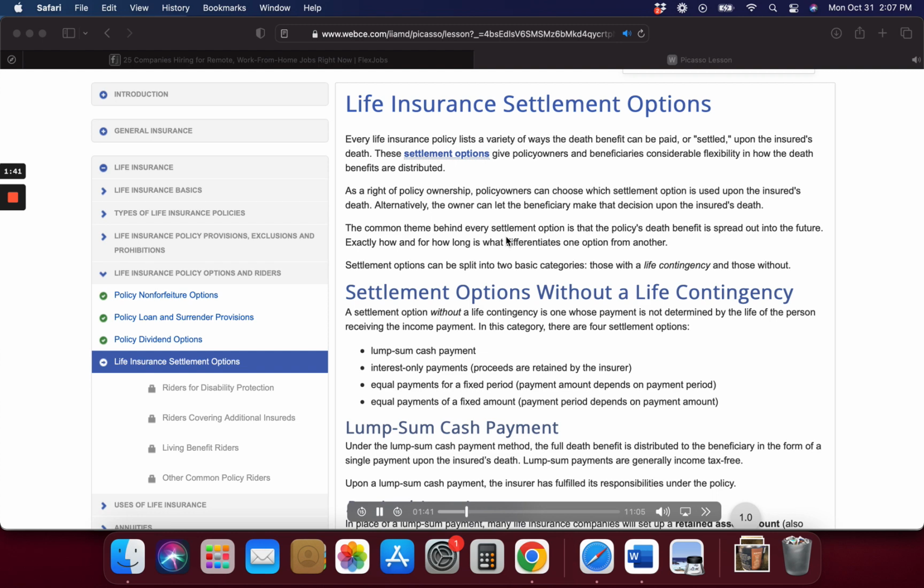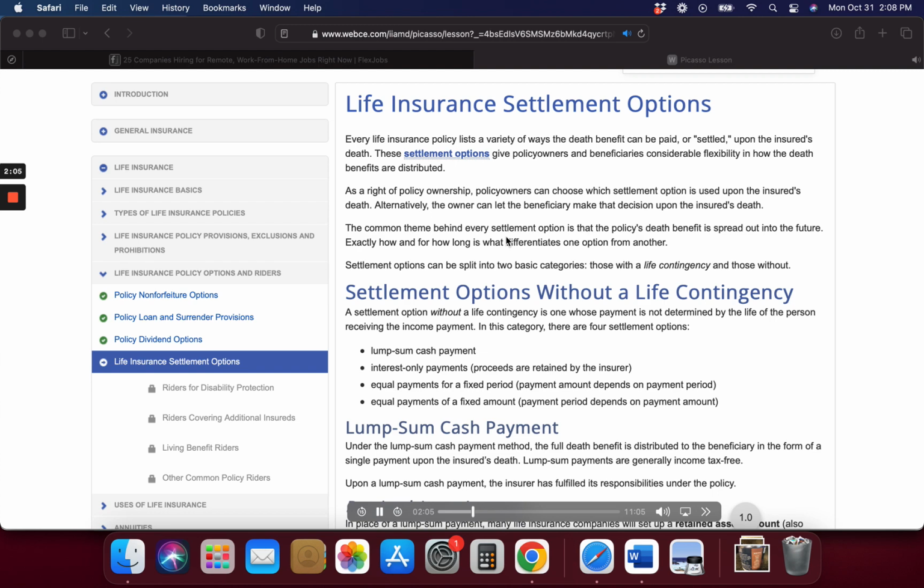Retained asset account. In place of a lump sum payment, many life insurance companies will set up a retained asset account, also called a beneficiary access account, for beneficiaries who want to control when policy proceeds are distributed. Beneficiaries receive a checkbook they can use to draw down funds from the interest-bearing account. There are no restrictions on the use of this money.